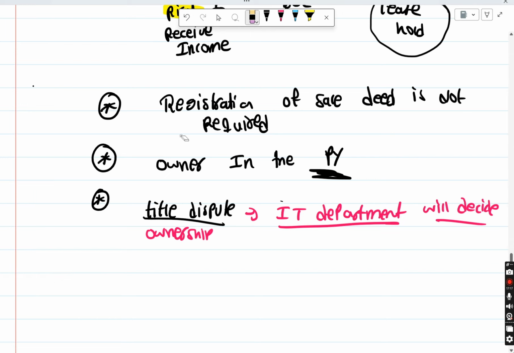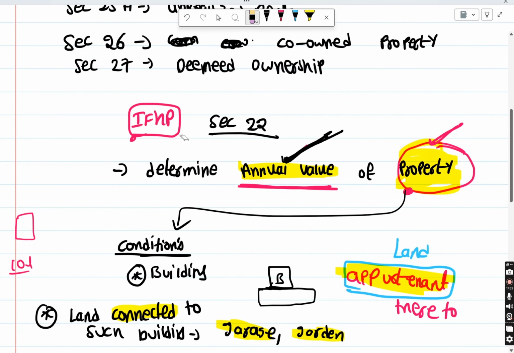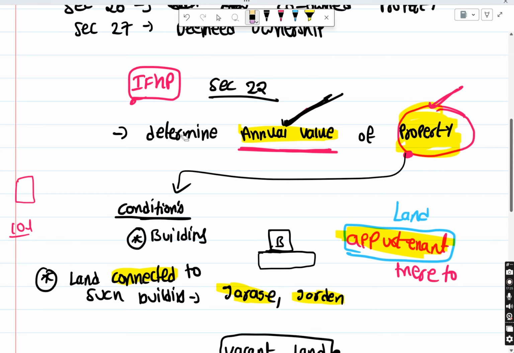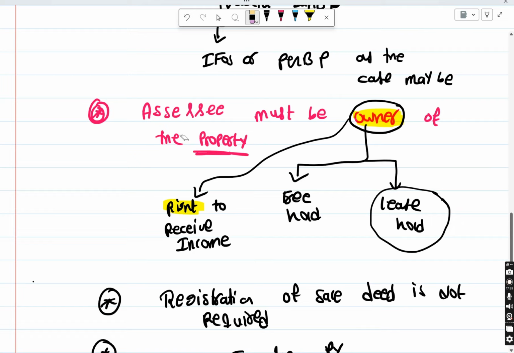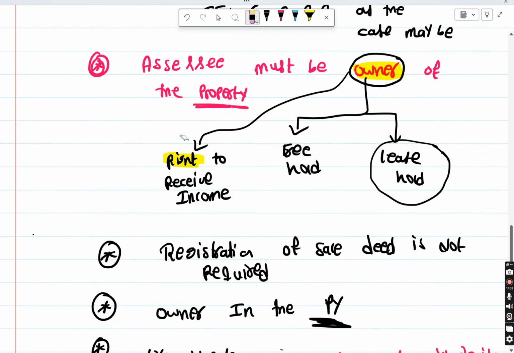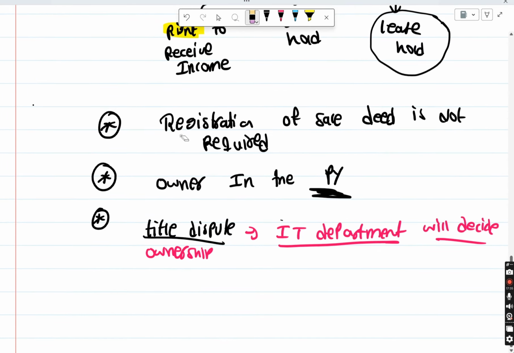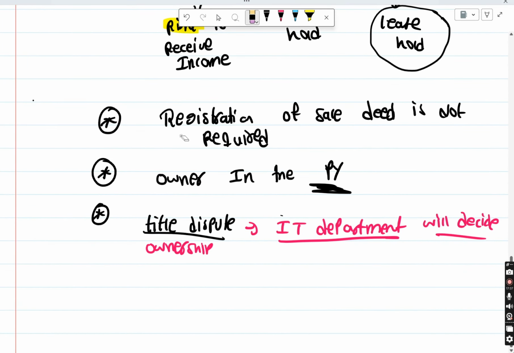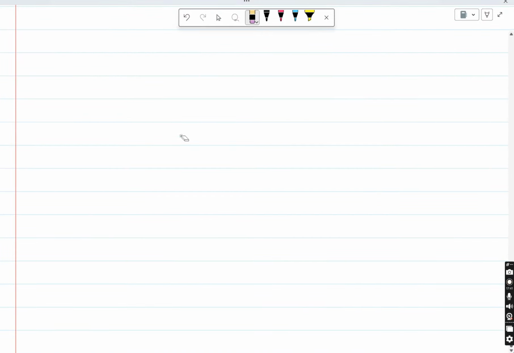So mainly what you need to remember is, first there should be a property, meaning a building and land connected to the building, and the assessee must be the owner of the property. The ownership may be freehold ownership or leasehold ownership. Registration is not required. If you are the owner in the previous year, that is enough. That's all about that.